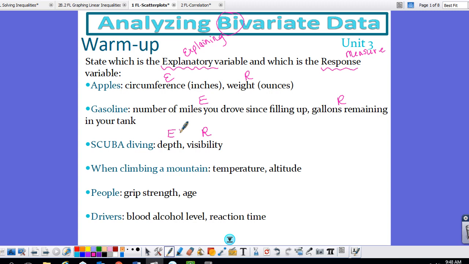For scuba diving, visibility is what you would measure, and it's going to be explained by the depth that you are. Climbing a mountain, altitude and temperature. Temperature is something you are going to measure, and it's going to be explained by your change in altitude. Grip strength and age. Typically your age is going to explain your grip strength. So you measure grip strength, you explain age. For drivers, blood alcohol level and reaction time. The reaction time is something you're going to measure, that's a response, and blood alcohol is what is going to explain it.